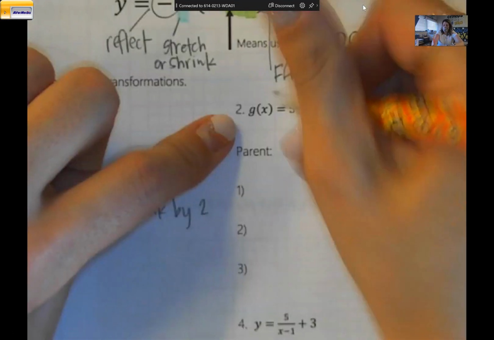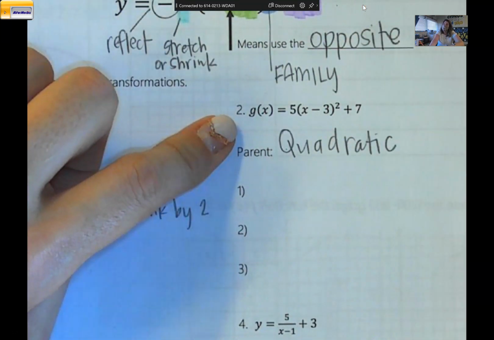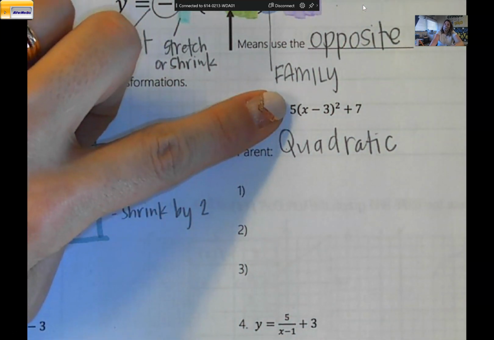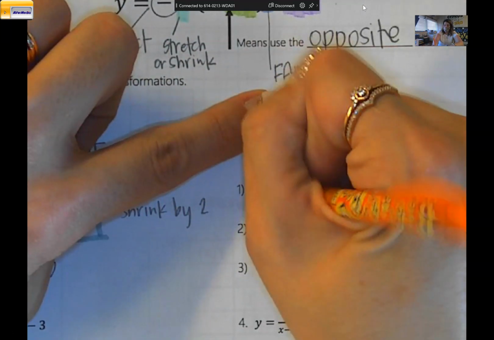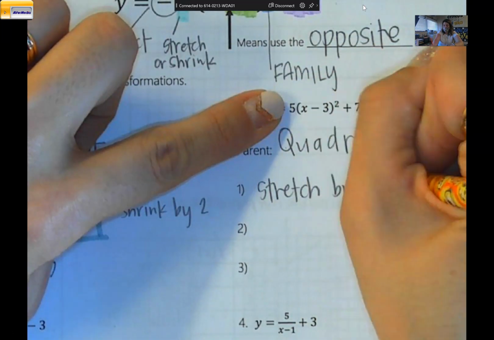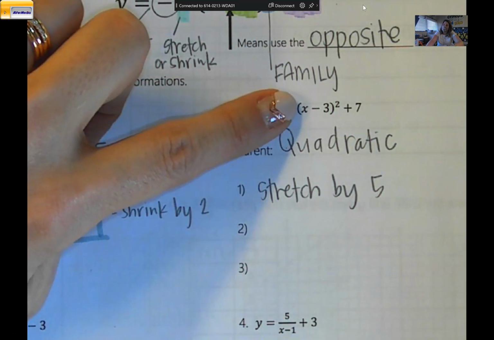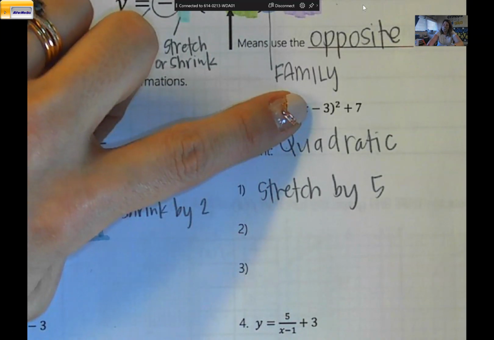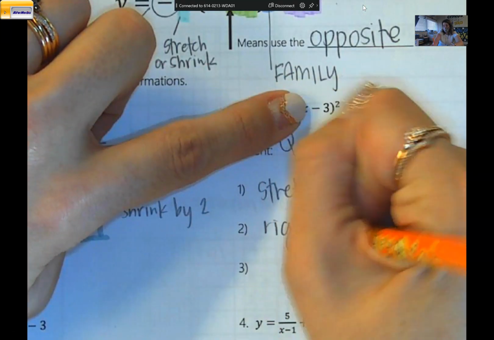Okay, number 2. What's your family? Quadratic, very good. And now moving left to right. There's no negative, so I didn't reflect, but I do have a 5 on the front, which means it's a stretch by 5. Then I have the symbol that tells me it's a quadratic. I hit the X, and trapped in with the X is a -3. So did I go right or left? Right 3.